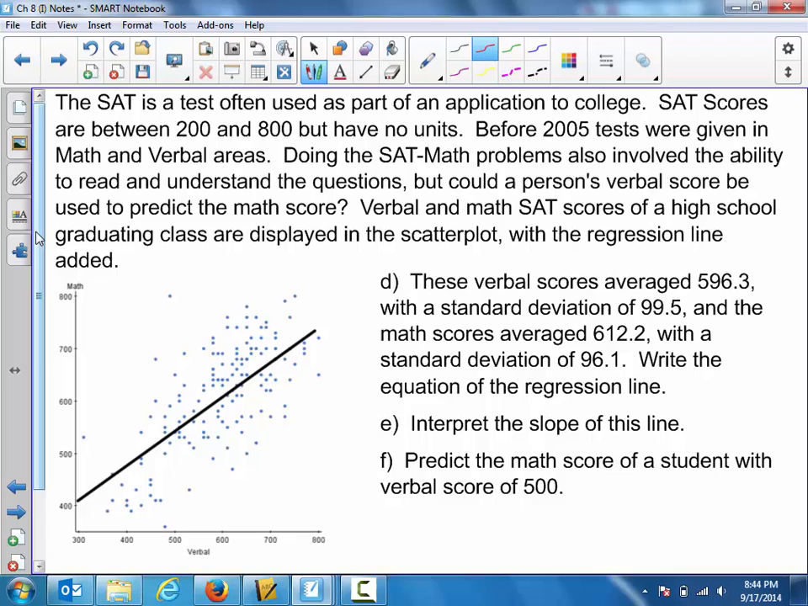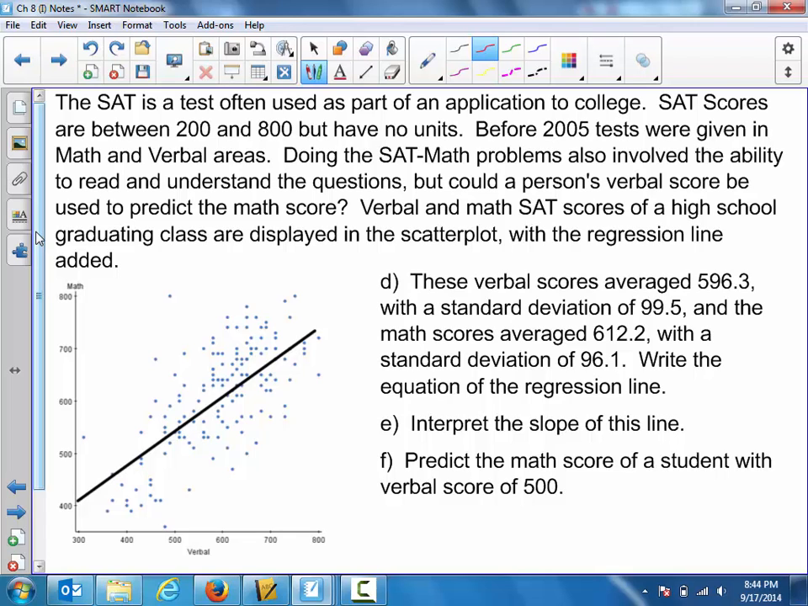All right, we've got the conclusion of this problem that we're still looking at. They say in D these verbal scores average 596.3 with a standard deviation of 99.5, and the math scores average 612.2 with the standard deviation of 96.1. They want the equation of the regression line.